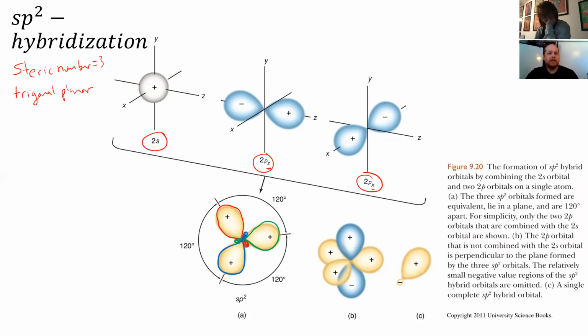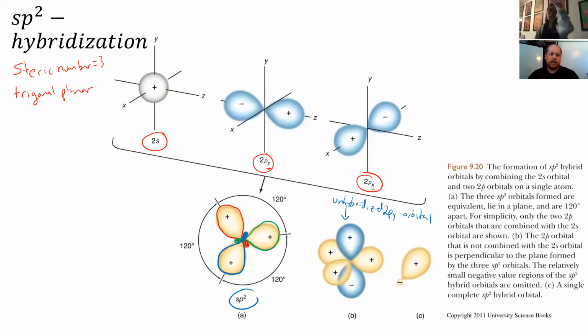We're combining functions, not just values, so we have to take into account all of the different phases. Of course, that means you have 3 sp2 hybrid orbitals, and you have 1 remaining unhybridized p orbital, which would be in this case the 2py orbital.